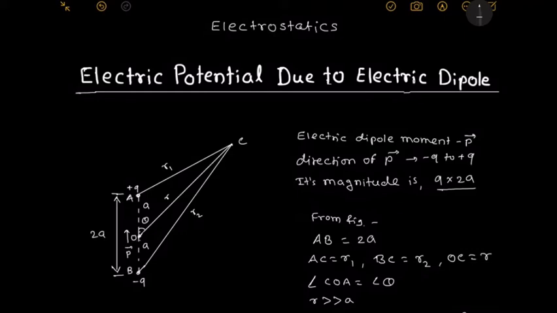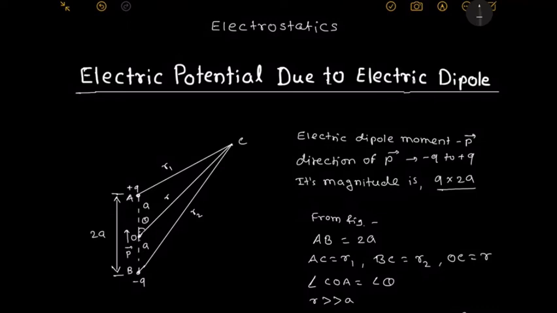Next, we find the electric potential at point C. That point C is at a distance r from the center of the dipole. We also join point C with point A, where plus q charge is situated, and point C to point B, where minus q charge is situated. Therefore, the distance AC equals R1, BC equals R2, and OC is R. The angle COA equals theta, and we suppose here R is very much greater than a.